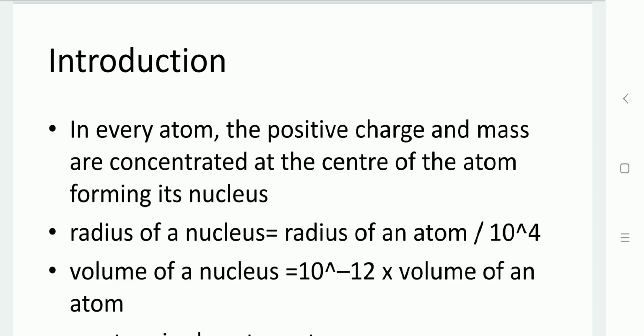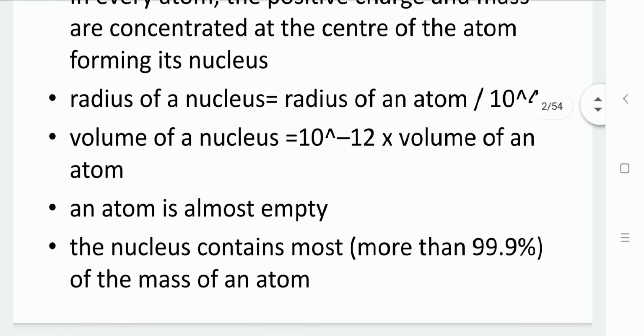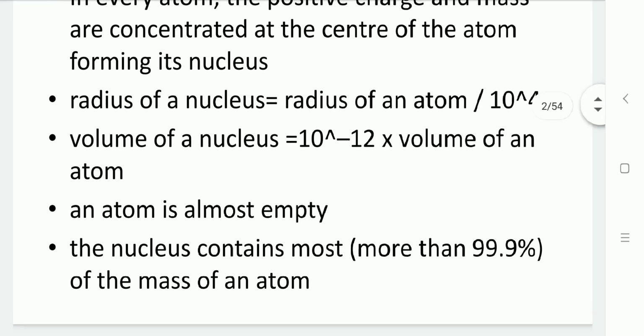The radius of the nucleus would be equal to the radius of an atom divided by 10 raised to 4, and the volume of a nucleus is the volume of an atom divided by 10 raised to 12. By comparing its radius and volume, we can say that an atom is almost empty space, and the nucleus contains almost all the mass of an atom at the center.